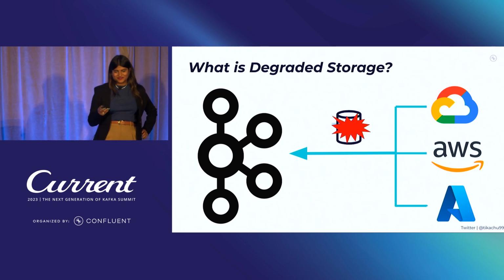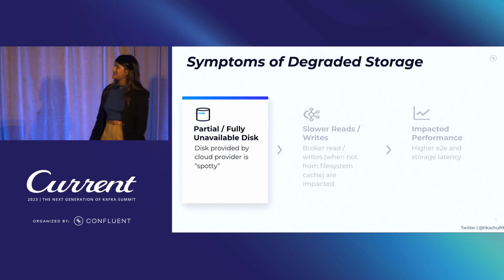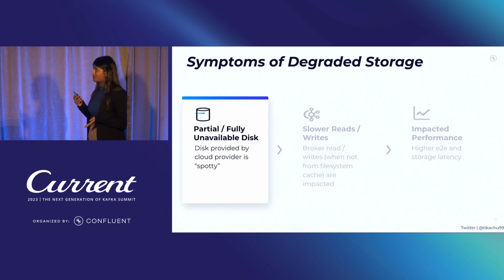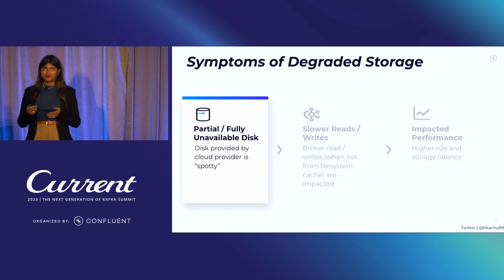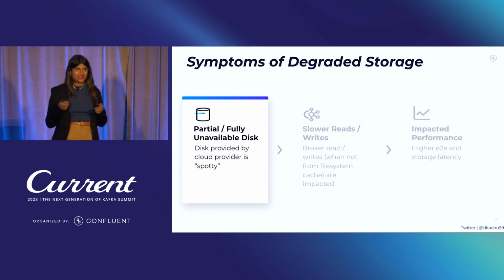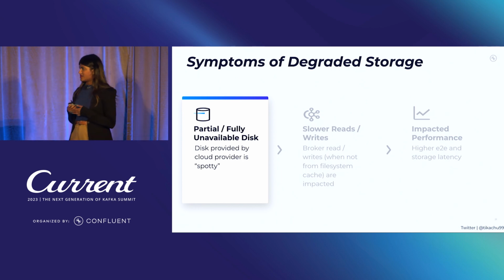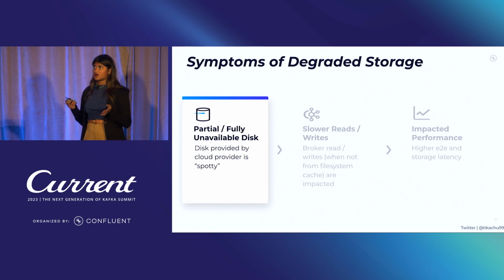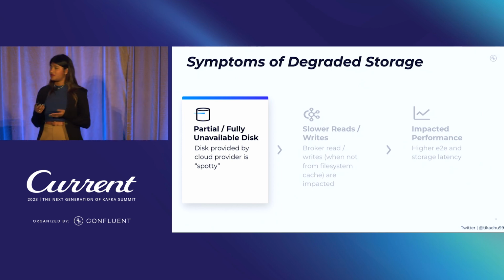So what we end up seeing is maybe a partially or fully unavailable disk. The disk that's provided is kind of spotty, and it's not functioning as we expect. If this issue is spread across multiple disks, so across several brokers, this could even lead to cluster unavailability, which definitely we don't want.